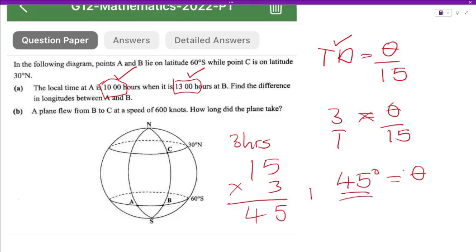As simple as that. Are there any questions there? Do I need to explain any further than that, or have we understood?